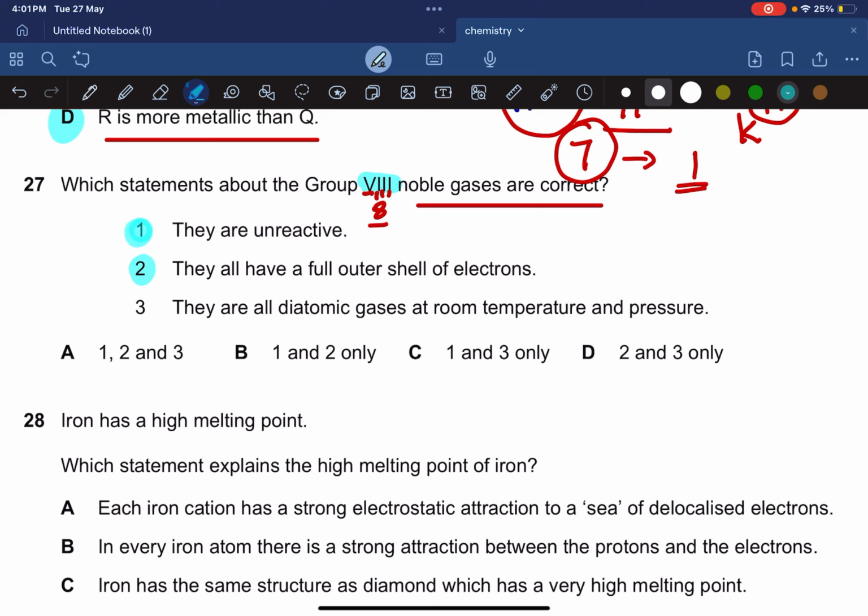They are diatomic gases at RTP. That's completely incorrect. They are not diatomic. The word you use for noble gases is monoatomic. So they are monoatomic gases, hence making option 3 incorrect. It's going to be 1 and 2, which is going to be option B.